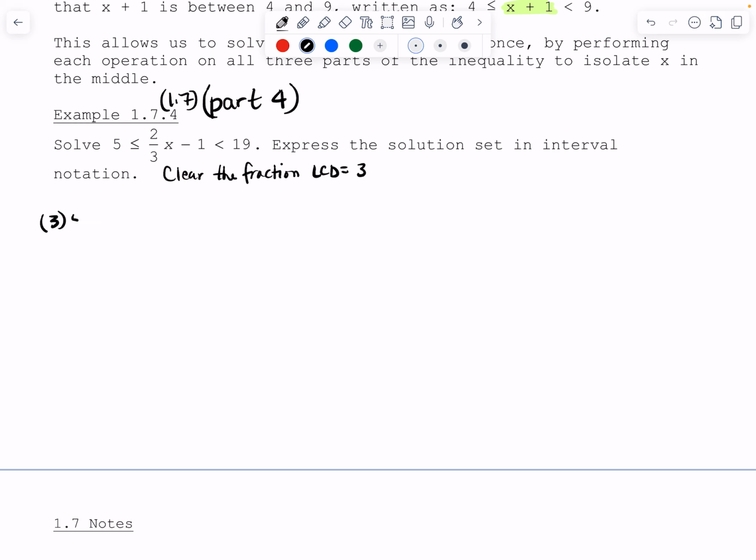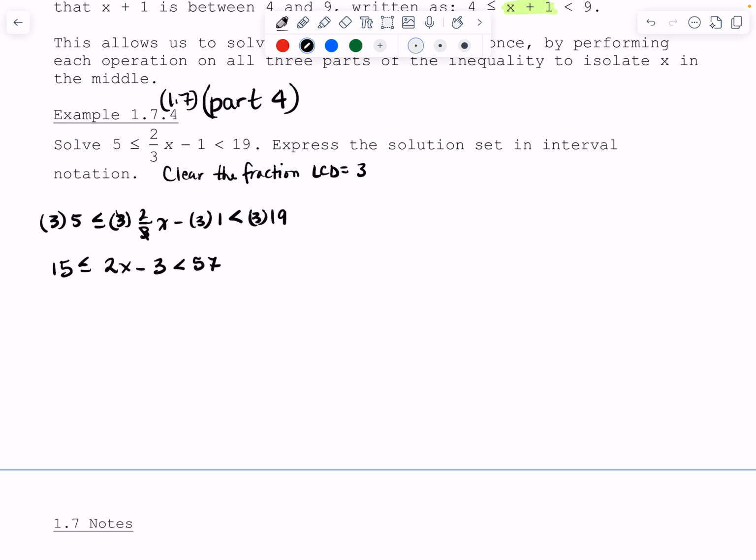So 3 times 5 is less than or equal to 3 times 2/3 x minus 3 times 1 is less than 3 times 19. Okay, 3 times 5 is 15, which is less than or equal to. Now the 3's cancel out, so I get 2x, minus 3 times 1, which is 3, which is less than 3 times 19. 3 times 9 is 27, carry the 2. 2 plus 3 is 5, so this equals 57.